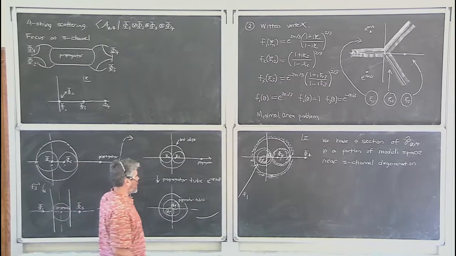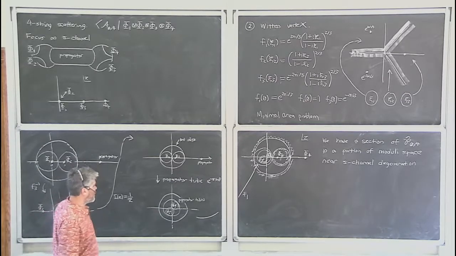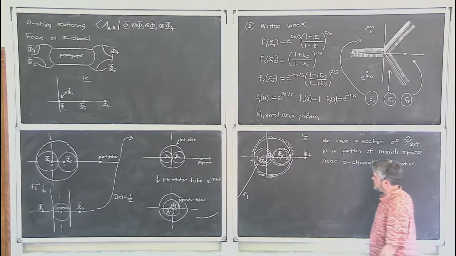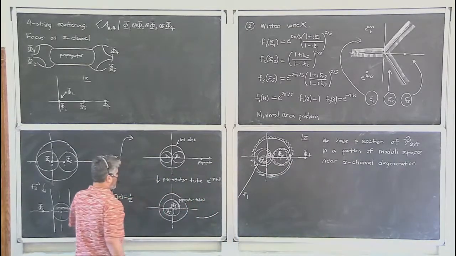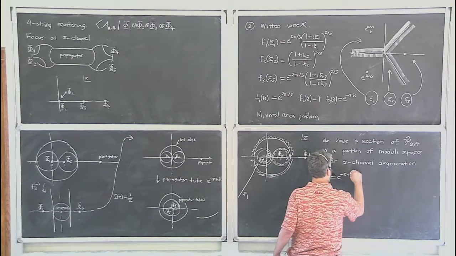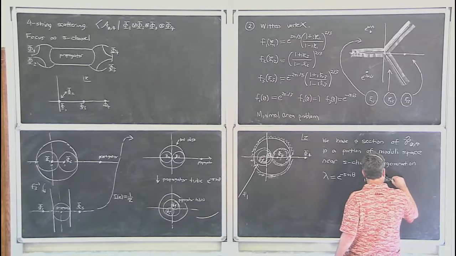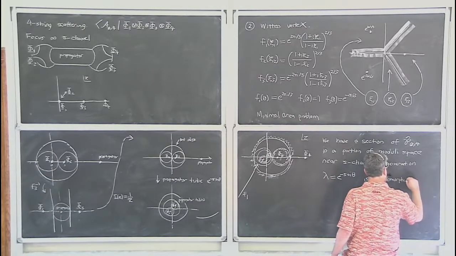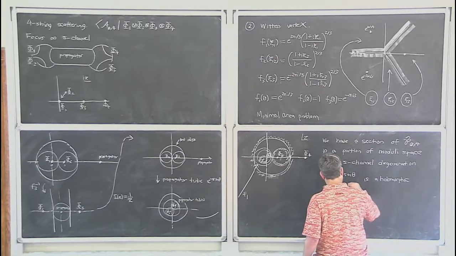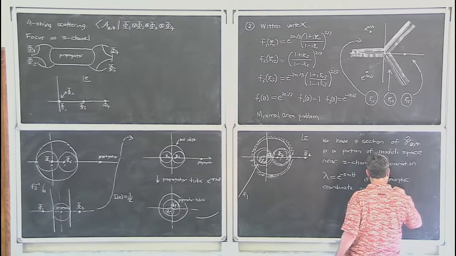So, further, I wanted to mention that we have a section of P04 in the boundary of moduli space, and this parameter lambda equals e to the minus s plus I theta is a holomorphic coordinate on this section.